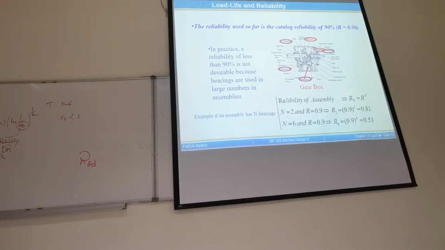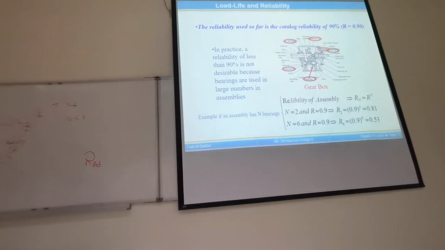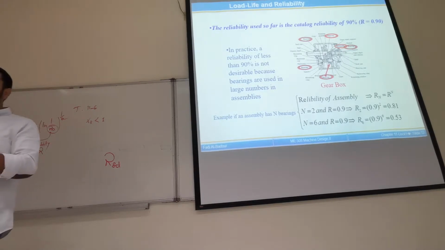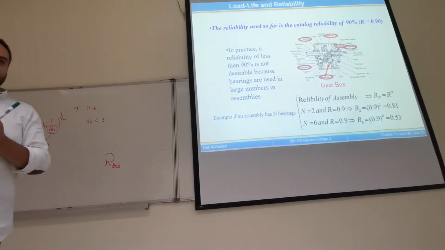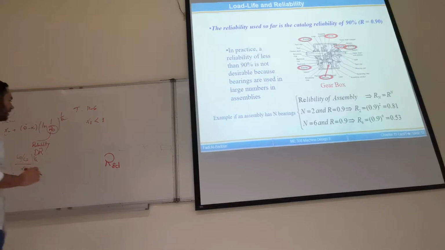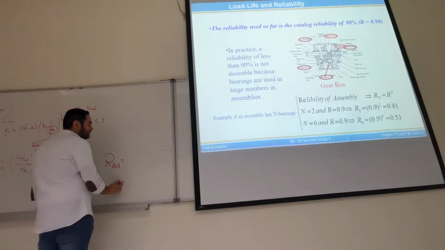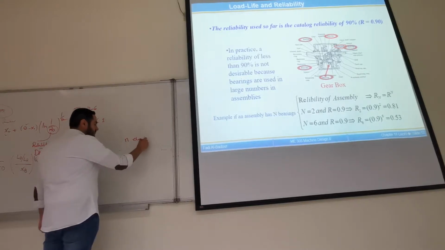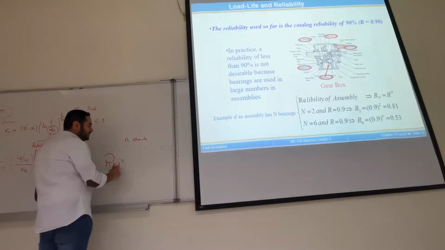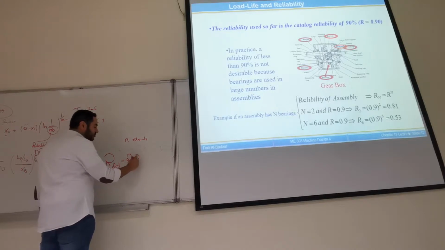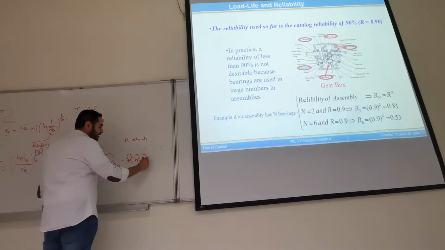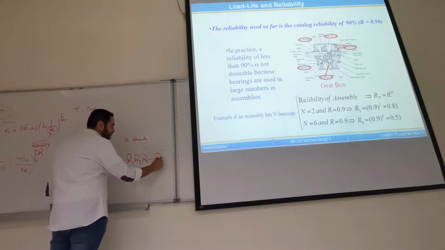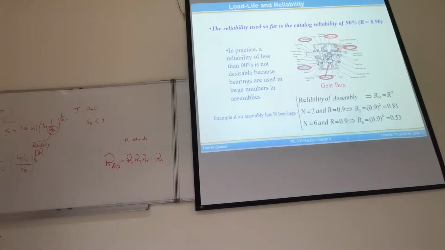Because when you design, you don't design for individual elements. You design for the system. And you need to achieve that the entire system has a certain target reliability. Okay? Now, reliability of a system in series is calculated as follows. If in the system there are n elements, the reliability of the system is R1 times R2 times R3 till Rn. Okay, so it's a product of individual element reliability.